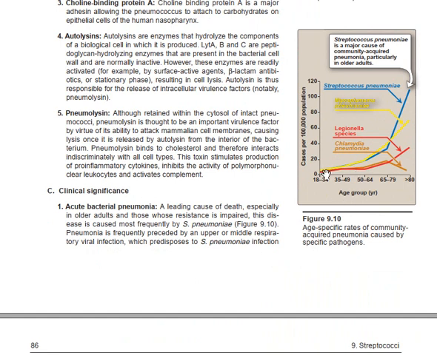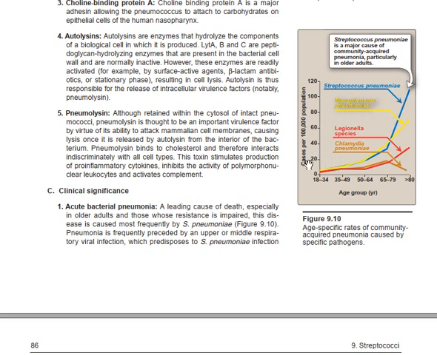This shows the different age-specific rates associated with pneumonia from different pathogens. Let's start with the first age group, 18 to 34 years, then 35 to 49 years, then the different age groups as you can see here. The diagram in blue is due to Streptococcus pneumoniae. In yellow is Mycoplasma pneumoniae. Red is Legionella species, and orange is Chlamydia.